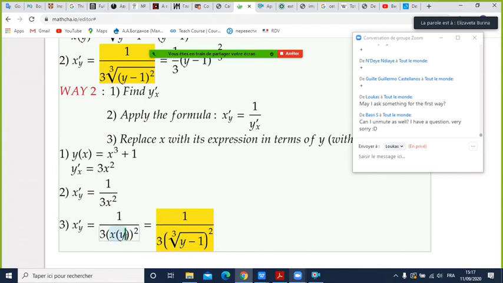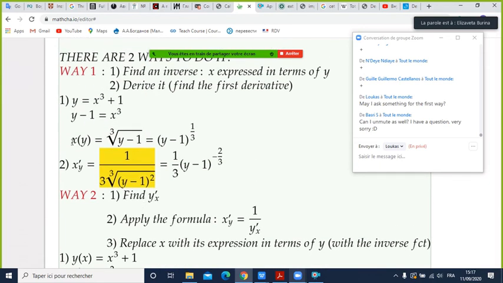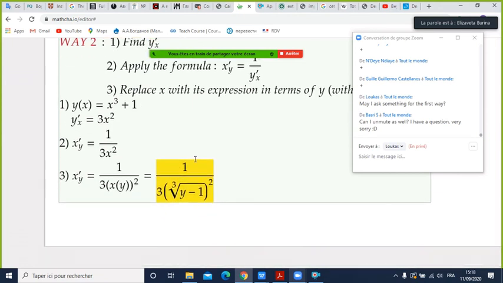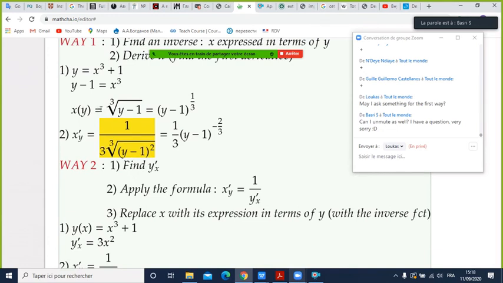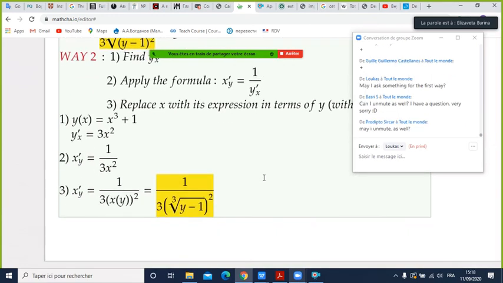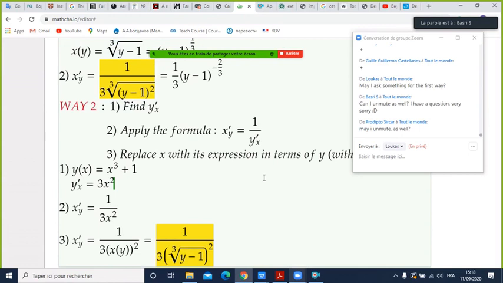No, because we're replacing x of y with just the function, with this. We already found the derivative. We don't have to replace it with its derivative. So what we're doing here is just writing an inverse instead of this, an inverse that we found here. Yeah. Okay, I got it. Perfect, because otherwise you're doing double derivation. Yeah, this was my mistake. Okay, thank you.